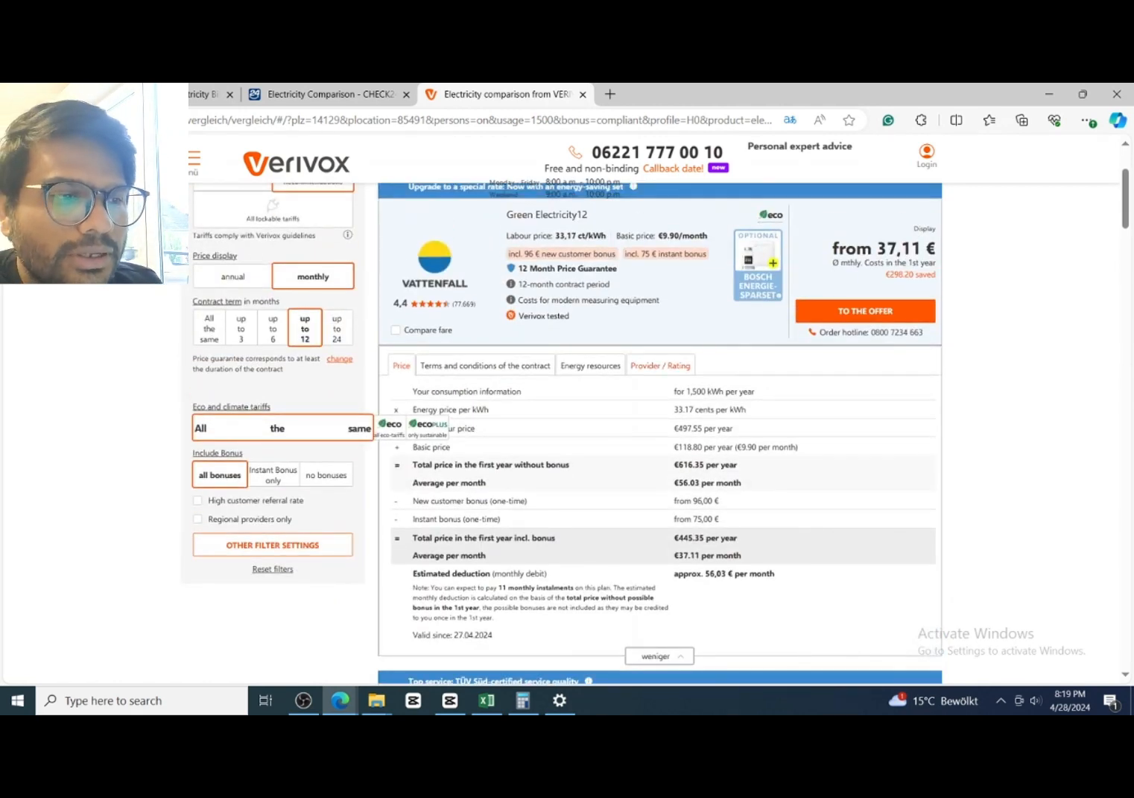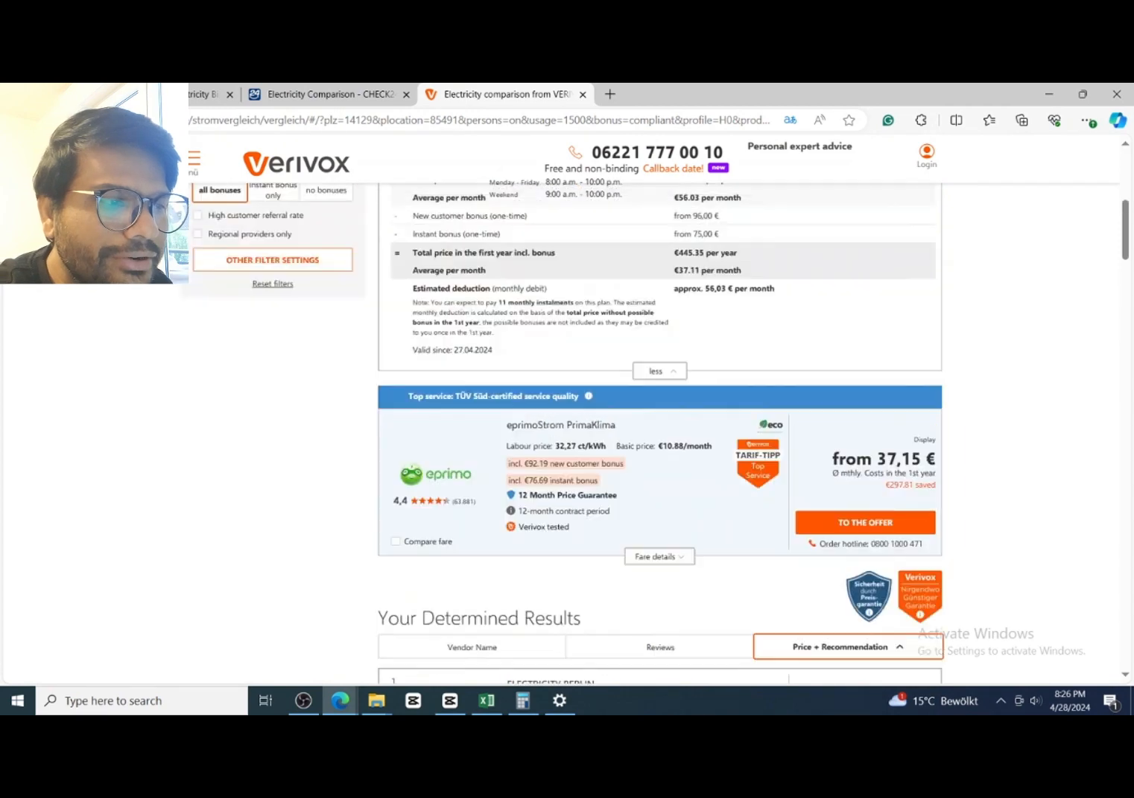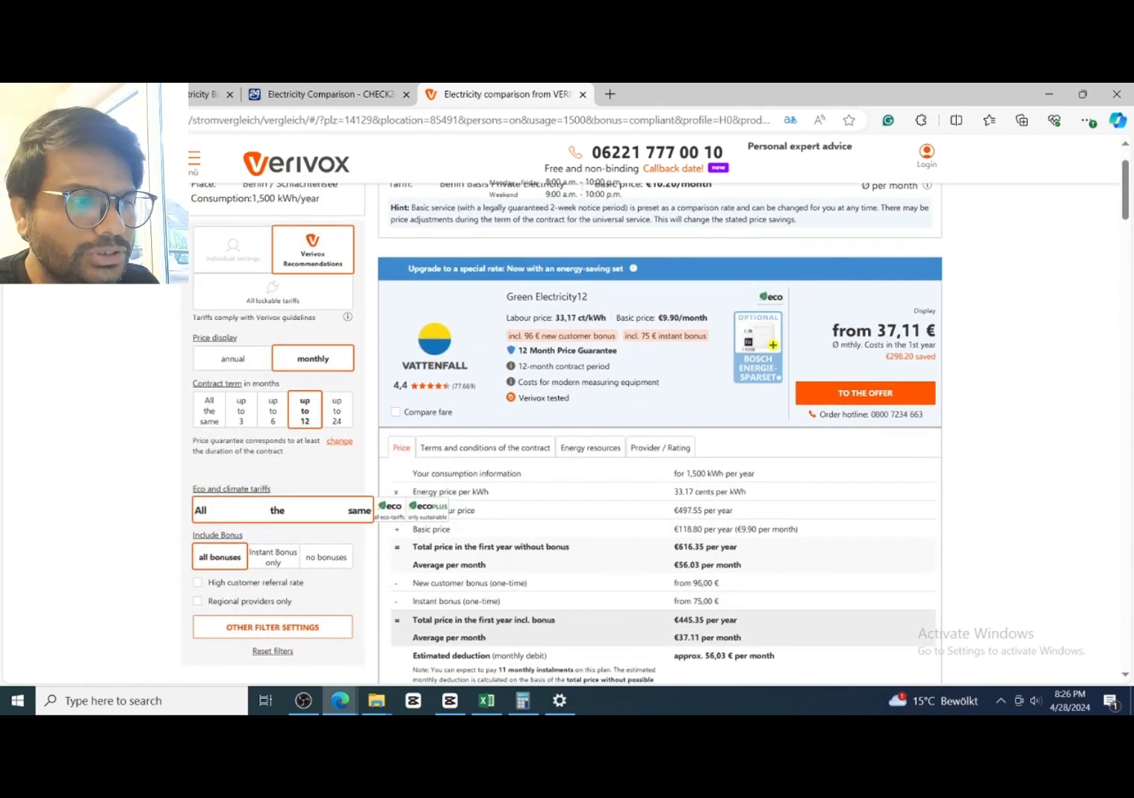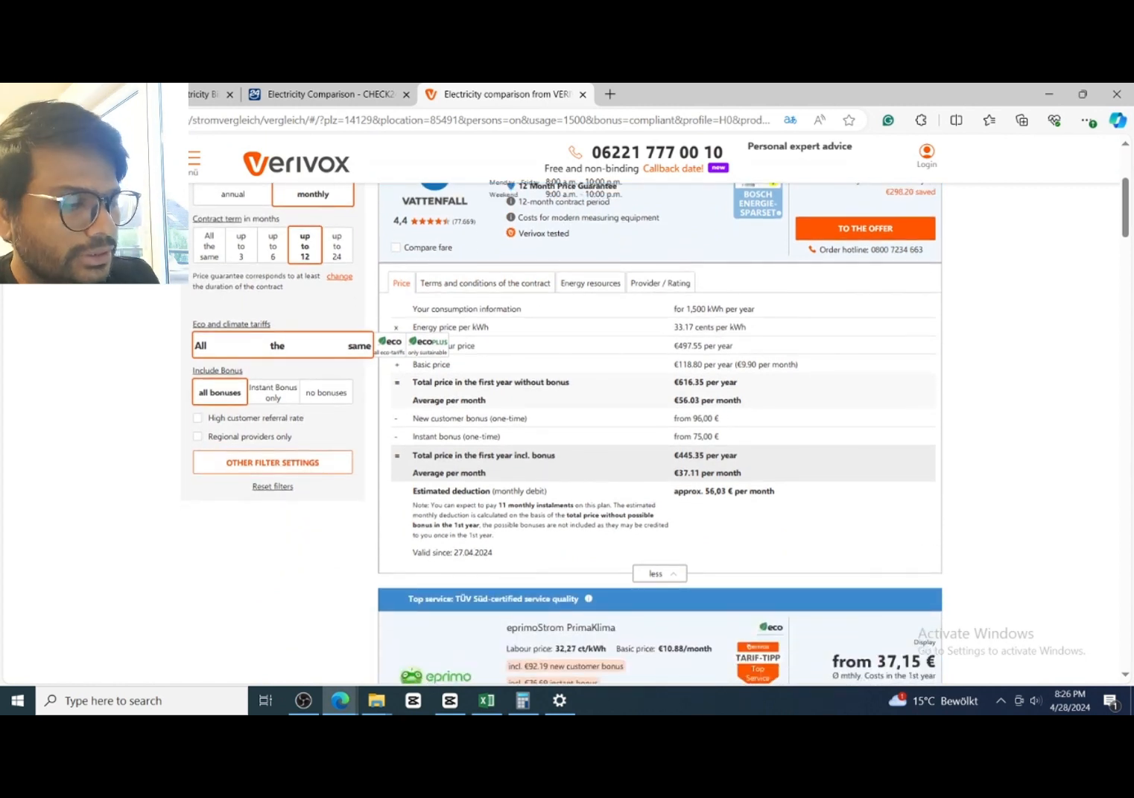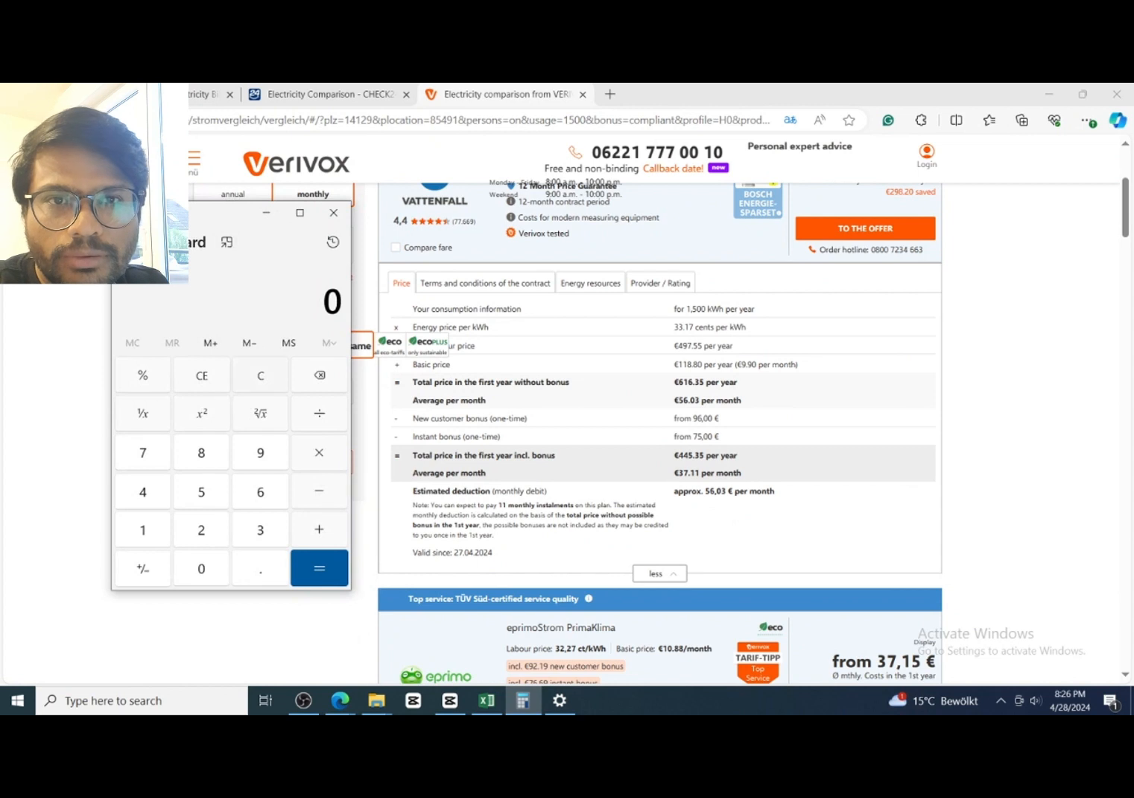In this example we have an offer for 1500 kWh per year usage. Let's do a quick calculation from our previous slide. You have a usage of 1500, and a price of 33.17 cents. If you remember from the previous slide, this is your variable cost, so it will be approximately 497 euros per year. So 497 euros will be your variable cost for this contract on a yearly basis.